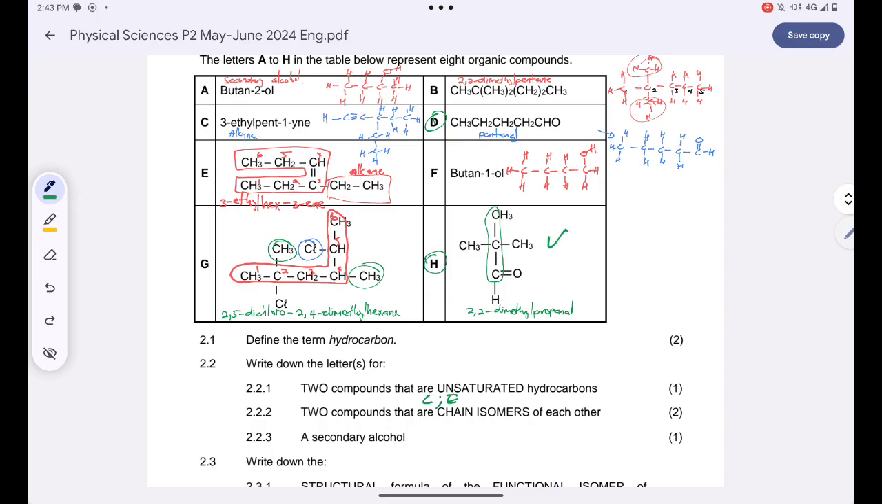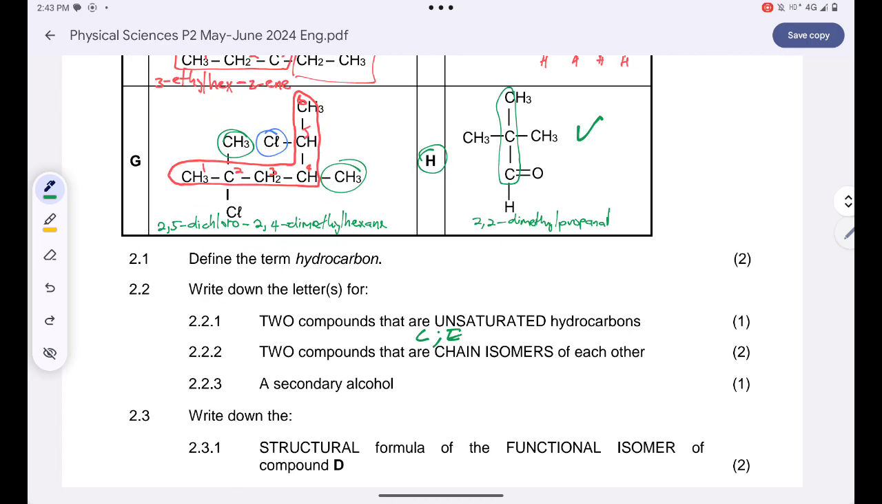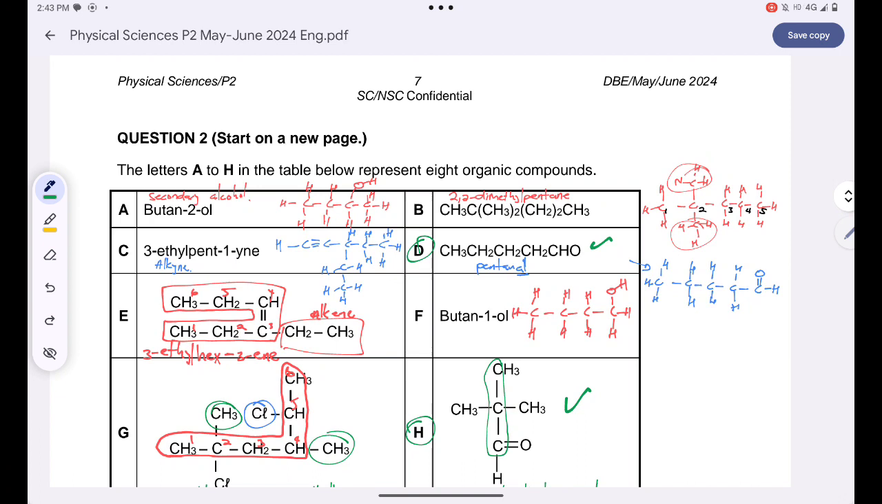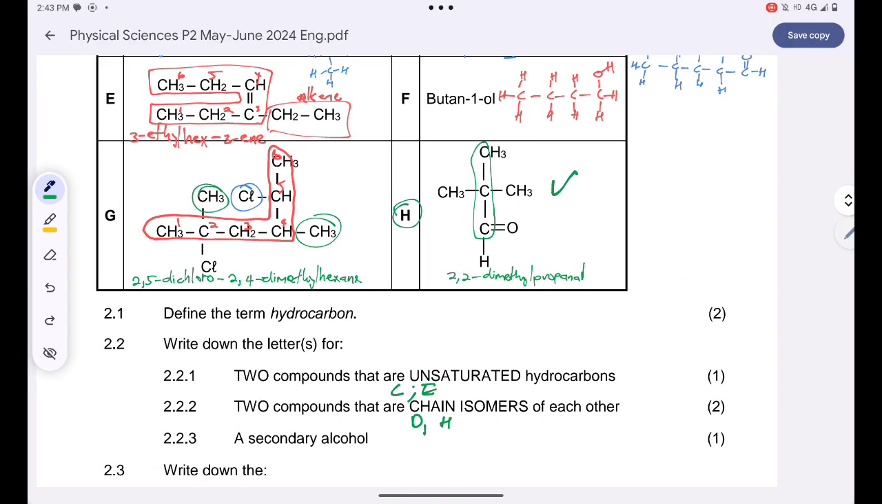This compound is branched, whereas compound D is a straight chain organic compound. So compound D and H are just chain isomers. And then they want us to write the letter that represents a secondary alcohol. I said a secondary alcohol is compound A because the carbon which is bonded to the functional group is also bonded to 2 adjacent carbons. That's why compound A is a secondary alcohol.